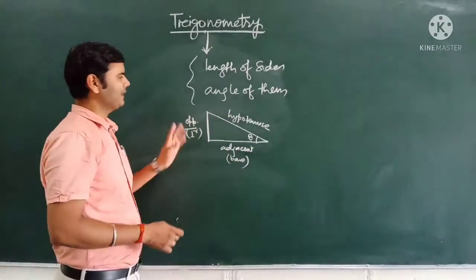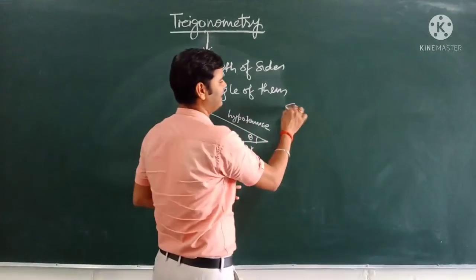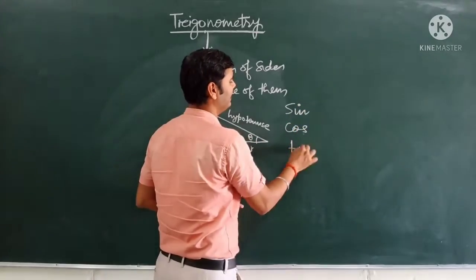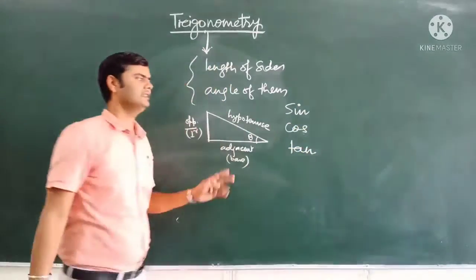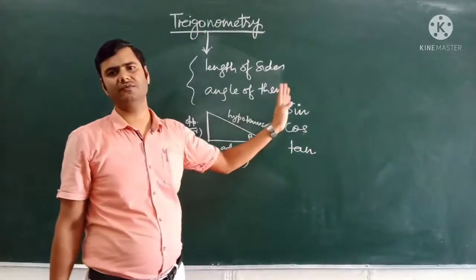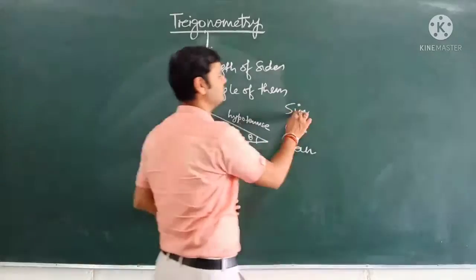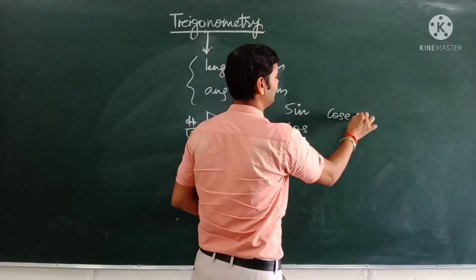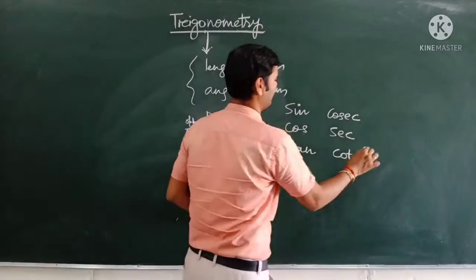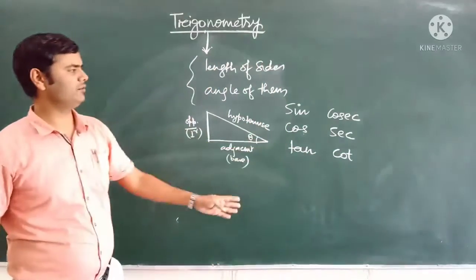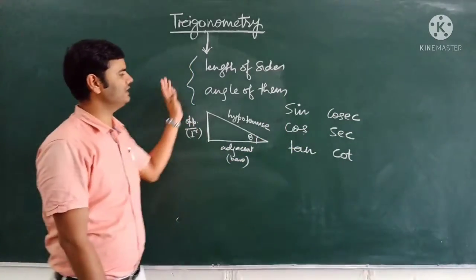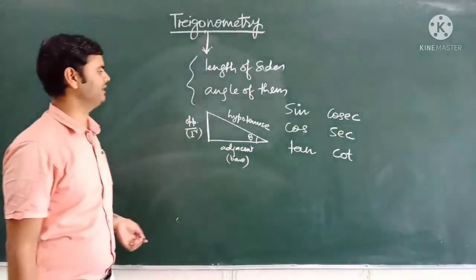Three basic functions we will study here in trigonometry: the sine function, the cos function, and the tan function. These three are the main ones, and three more functions are the reverse of these three. The reverse of sine is cosec, of cos is sec, and of tan is cot. So in total we have to study these 6 functions in trigonometry.